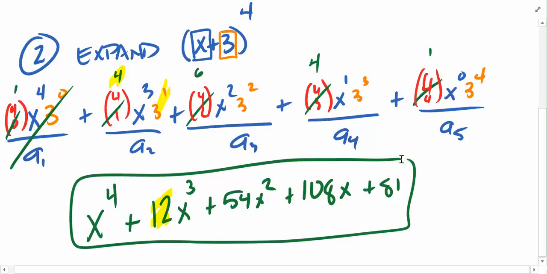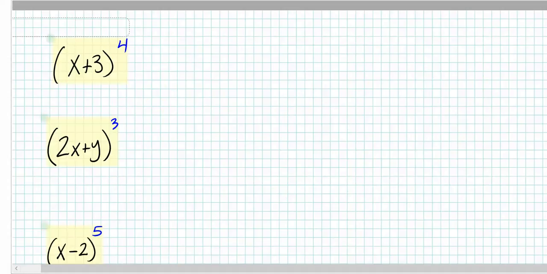What do you guys think? Pretty good? Okay, let me show you something over here. Let's check it and make sure we did it right. So we had x plus 3 all raised to the 4th power, right? So I want to expand that. Check it out. Boom. The calculator does it for me in 2 seconds. Awesome. We did it right.